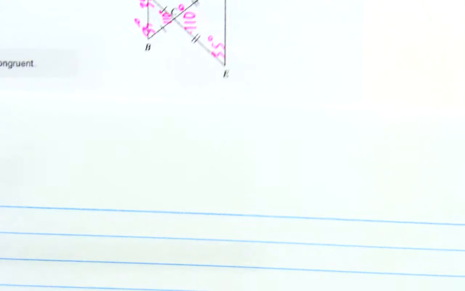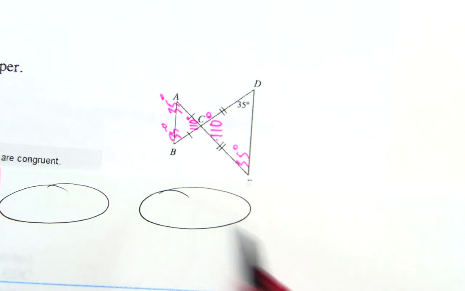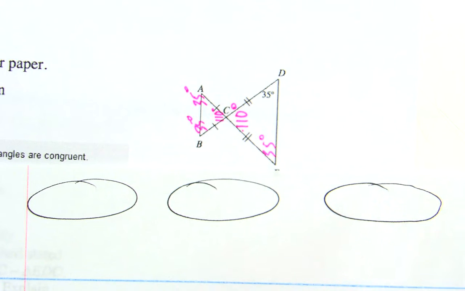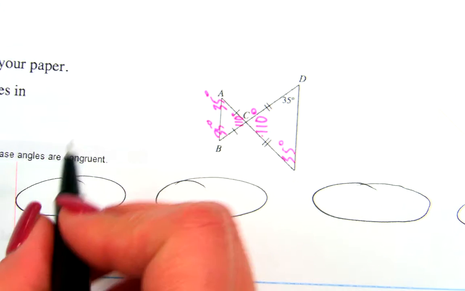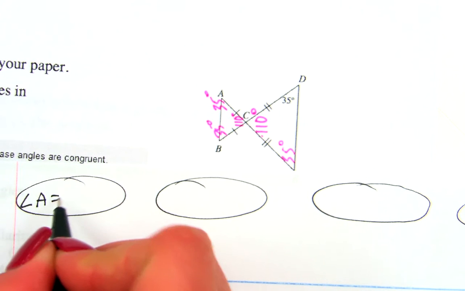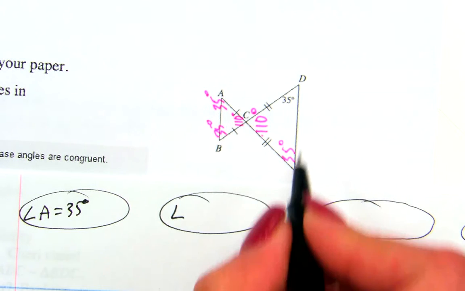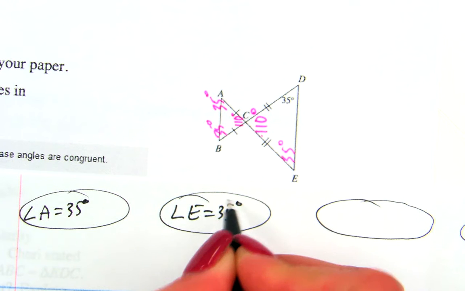Oopsie, wrong way. All right, so we have a couple of things that we need. First of all, if it's angle-angle postulate, we only need to show two angles are congruent. You can show all three if you want, I'm perfectly fine with that, but I'm just going to show two. So I know angle A is equal to 35 degrees. I know angle A corresponds to angle E, which is also equal to 35 degrees.